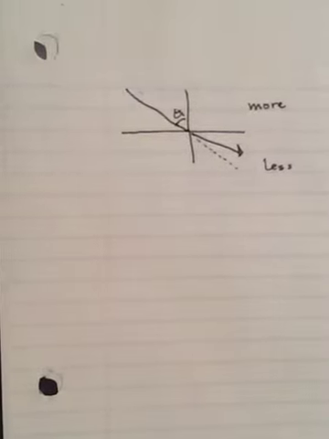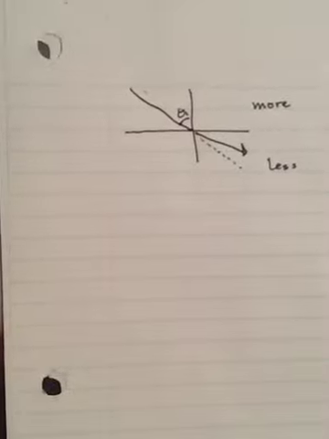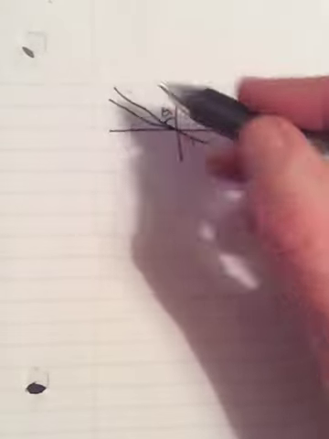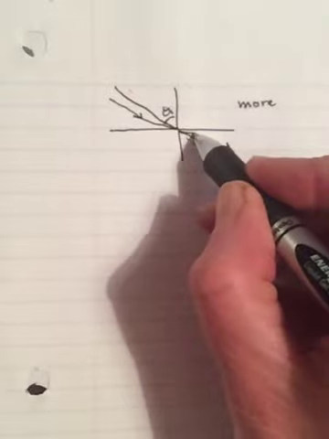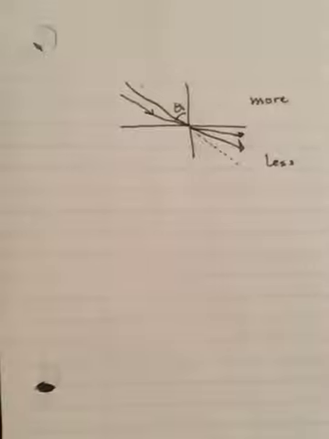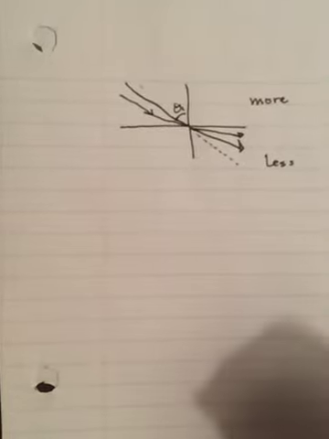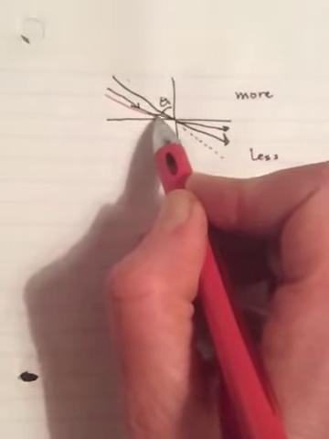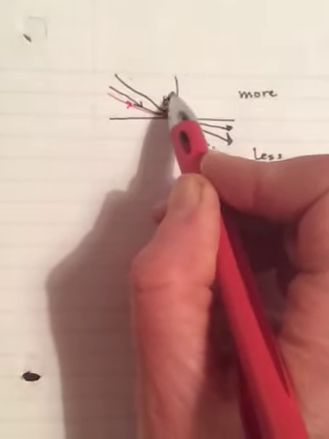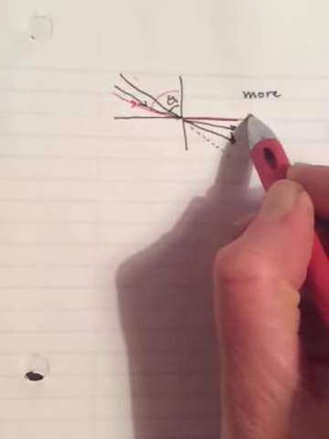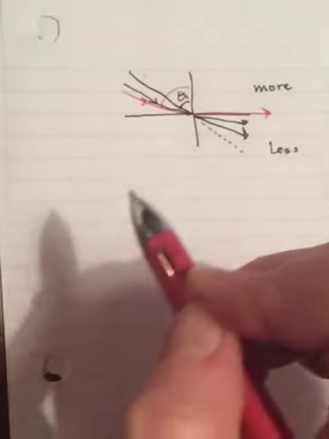But then what's going to happen if I make my theta 1 even bigger? If my theta 1 is even bigger than it was, then it's going to bend up more. And if I make it bigger again, it's going to bend up more. You should be able to imagine that there will be some theta 1, some angle of incidence, where the refracted ray will go right along the surface.